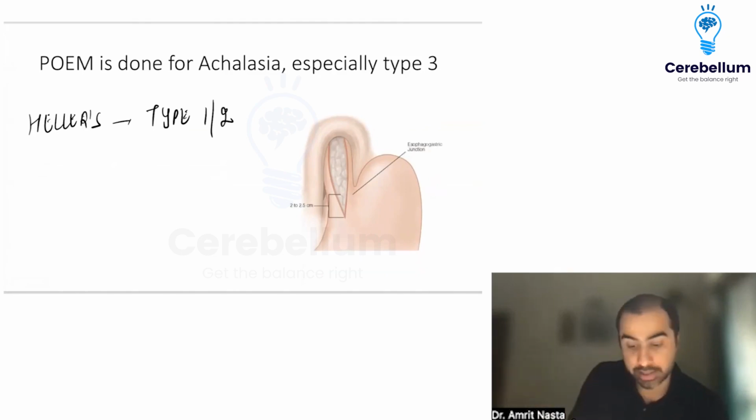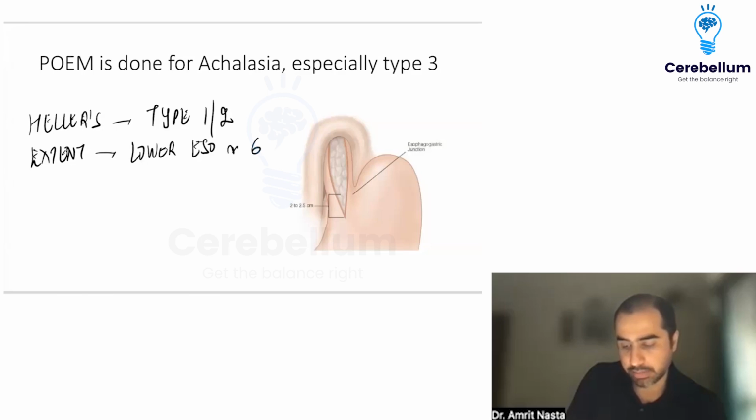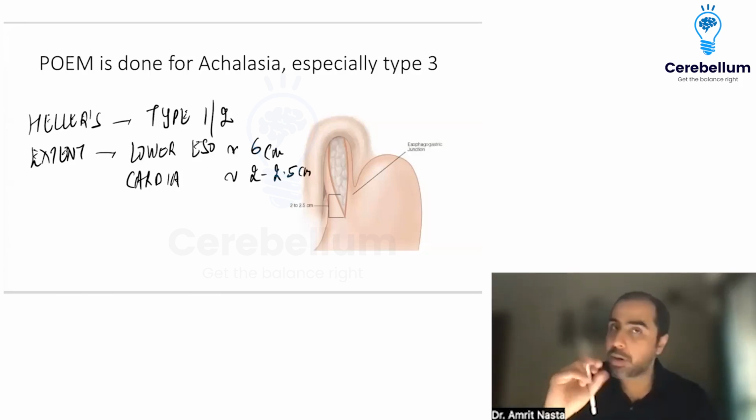And what is the extent of myotomy? VIMP. Extent of myotomy in the lower esophagus, about 6 centimeters. And in the cardia of the stomach, about 2 to 2.5 centimeters. ठीक है, ये नंबर पता होने चाहिए, काम के नंबर हैं.